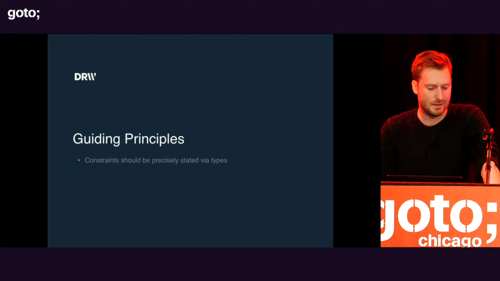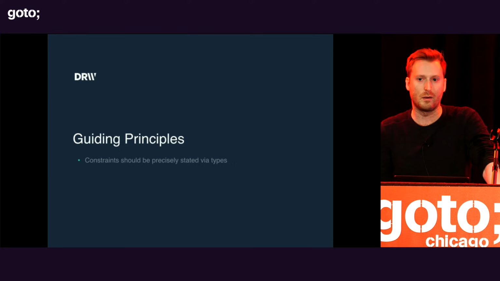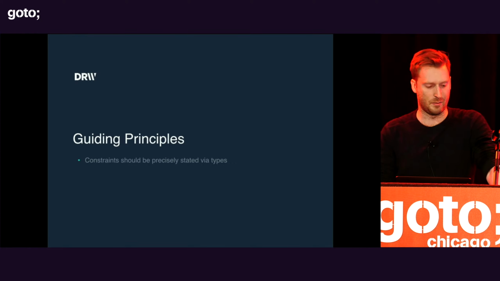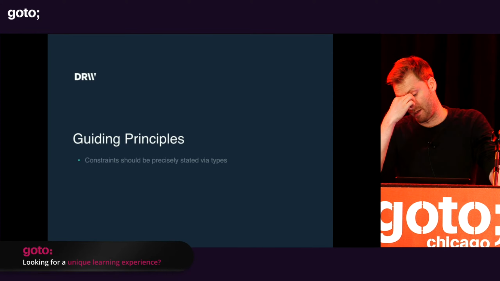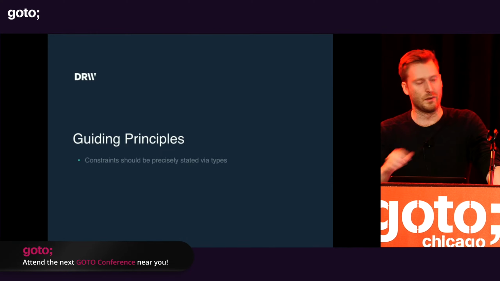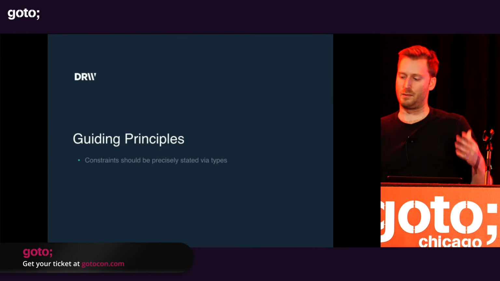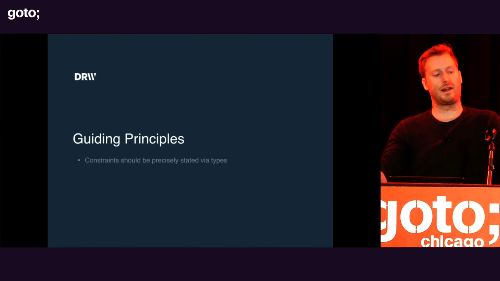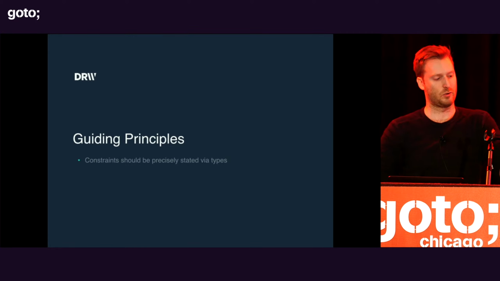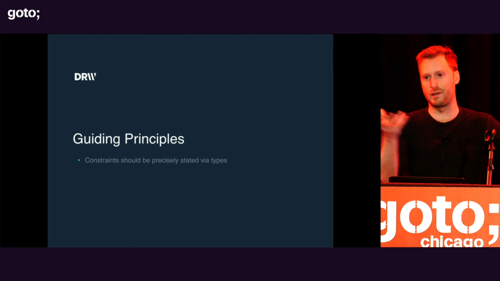So the first is that constraints should be precisely stated via types. We actually think a lot about this. This is something that's become sort of second nature. Logical propositions can be represented by axiomatic set theory, which can be represented by Bertrand Russell's type theory. These things are equivalent. I can start with any one of them and I can recover the other two.